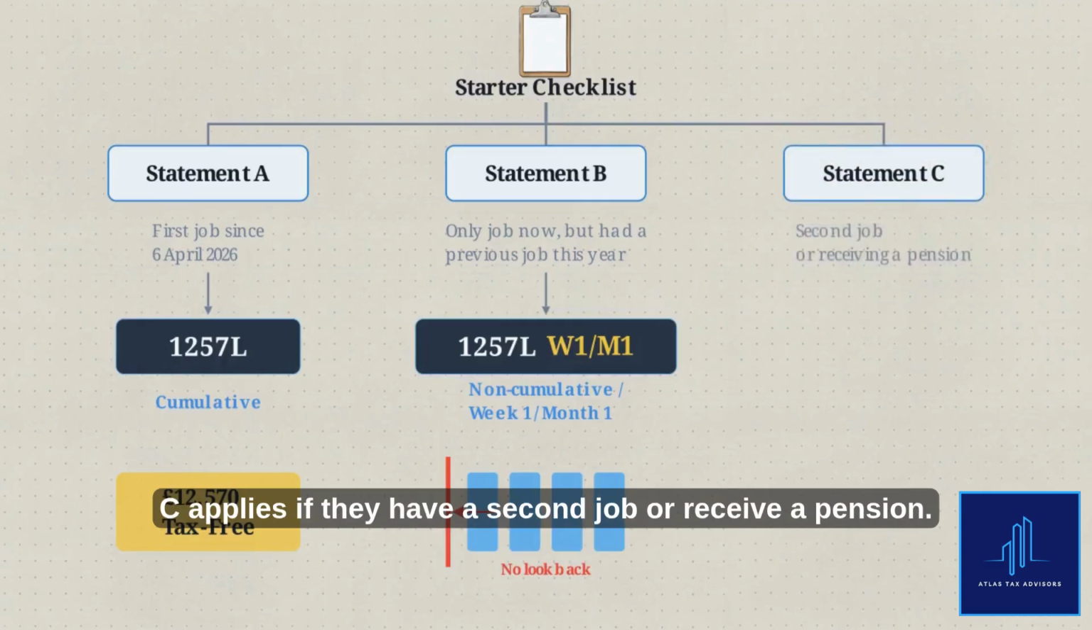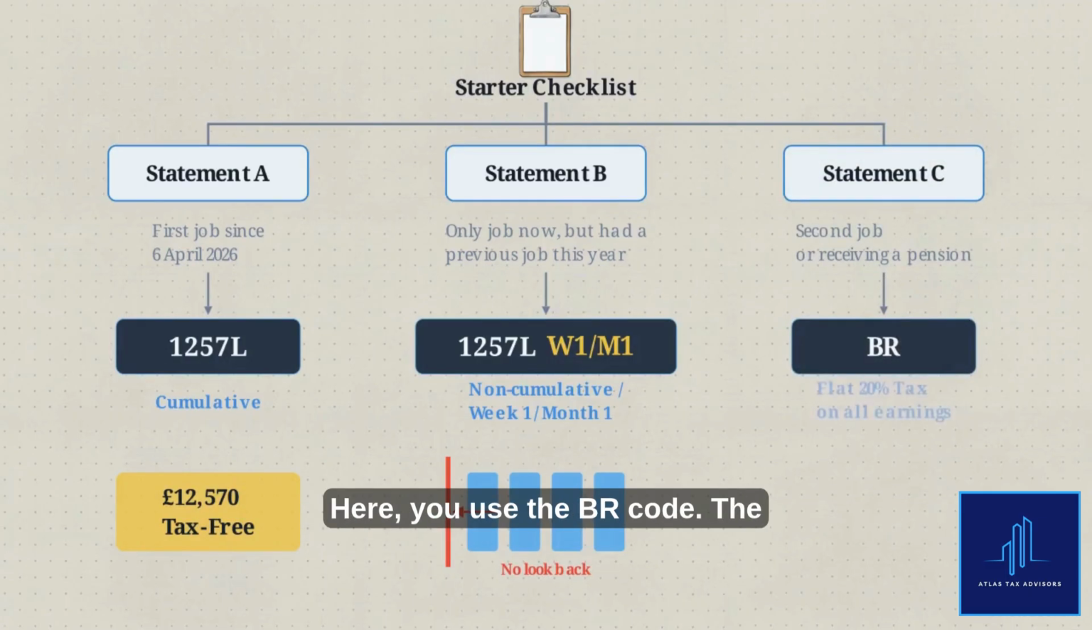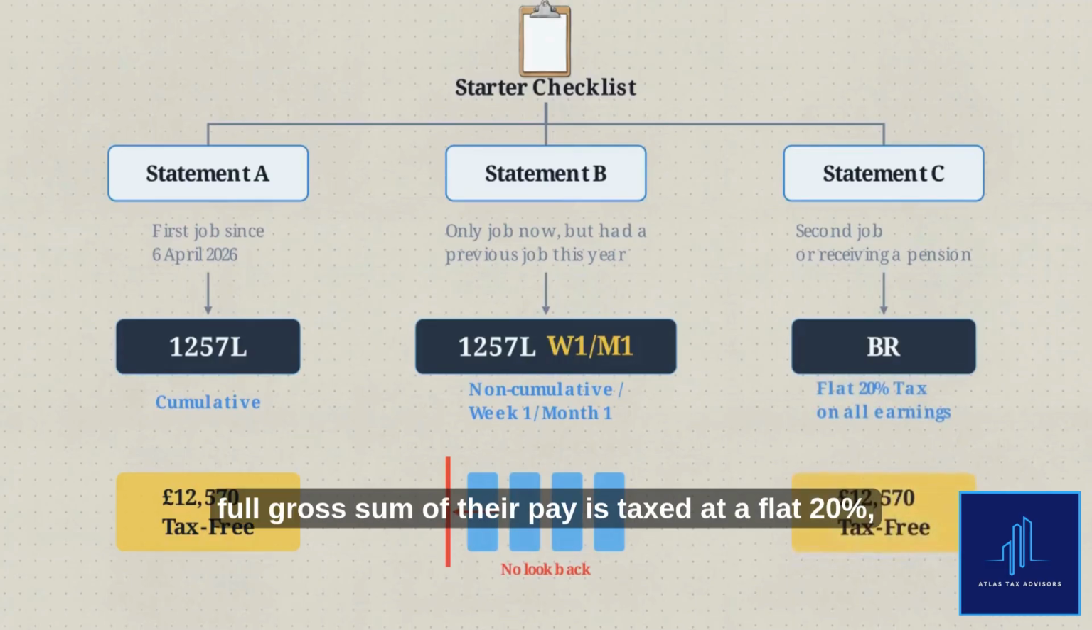Statement C applies if they have a second job or receive a pension. Here, you use the BR code. The full gross sum of their pay is taxed at a flat 20%, without any tax-free personal allowance.